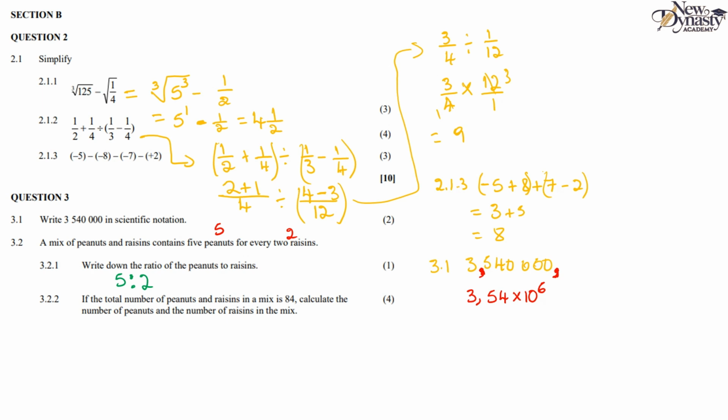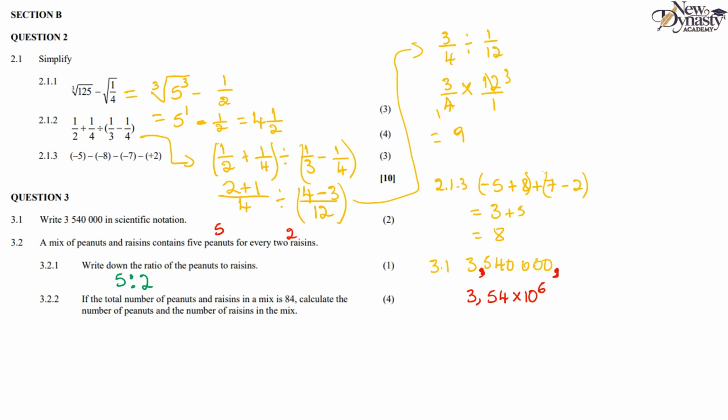Question 3.2.2. If the total number of peanuts and raisins in the mix is 84. Now they're telling us how many peanuts and raisins are there in the mix. Calculate the number of peanuts and the number of raisins in the mix. You should make sure that you understand what the examiner is asking you to do. You're here to calculate how many peanuts are there and how many raisins are there, if the total number of them altogether is 84, right? So our ratio here is going to help us.